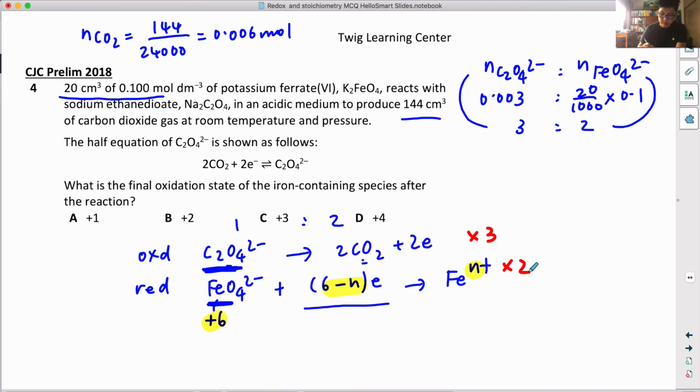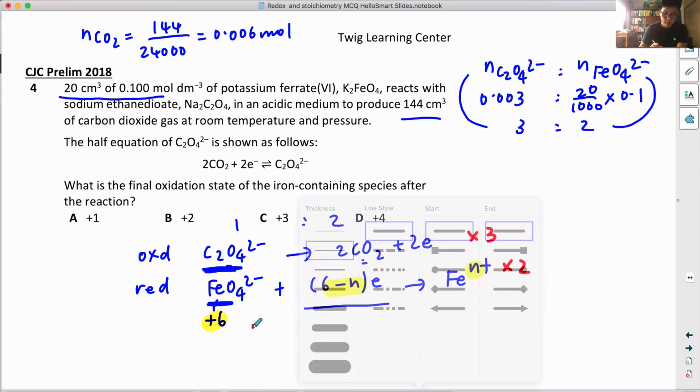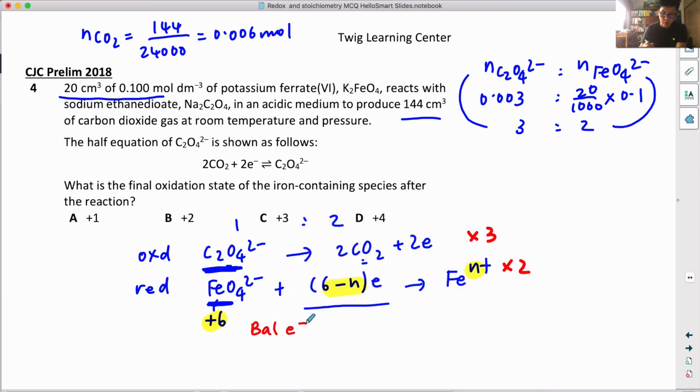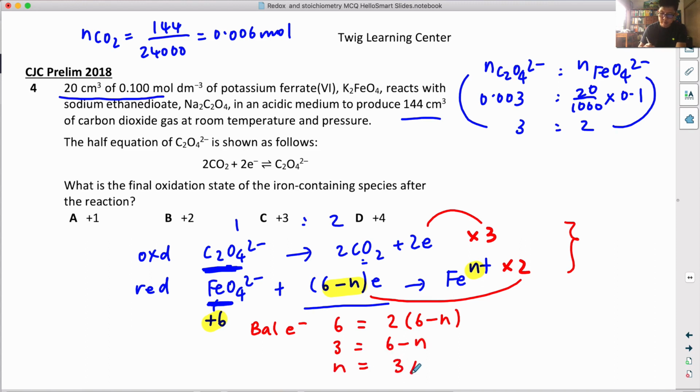What do I do next? We usually have to balance the electrons, because when we put the equations together, we will balance electrons. So 3 times 2 is 6. So 2 times 6 minus n will be 2 times 6 minus n, which means 3 equals 6 minus n. So n equals 3. So the final oxidation state of the iron-containing species is +3. So the answer is C. For question 4, the answer is C.